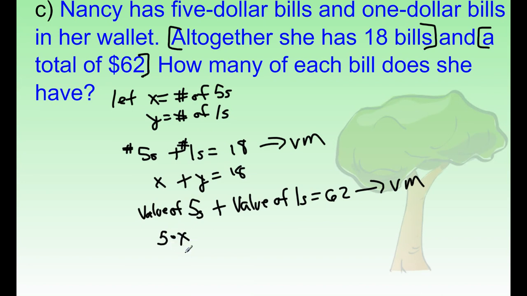So if you have one of those, you'd have $5. If you have two of them, you'd have $10. The value of ones is 1 times the number of y's, which is the number of ones, so 5x plus y equals 62. There is your second true statement and your second equation. So hopefully you had that. If not, go back and listen to my explanation again on how we got that. But if you had that, awesome.